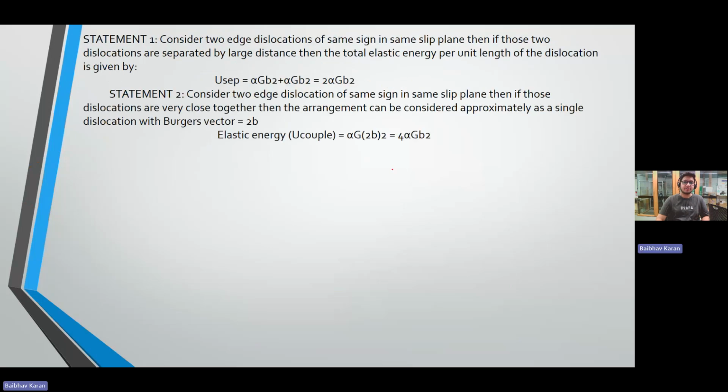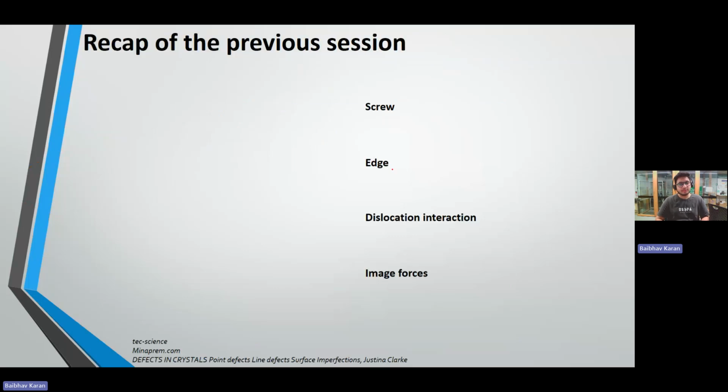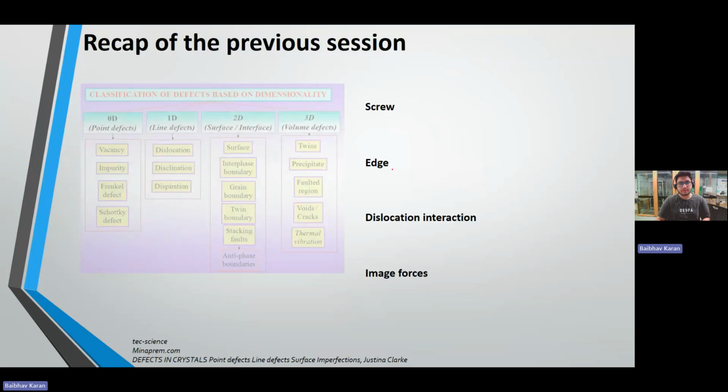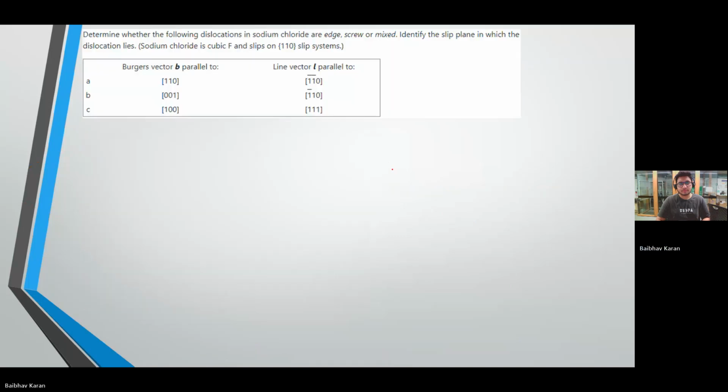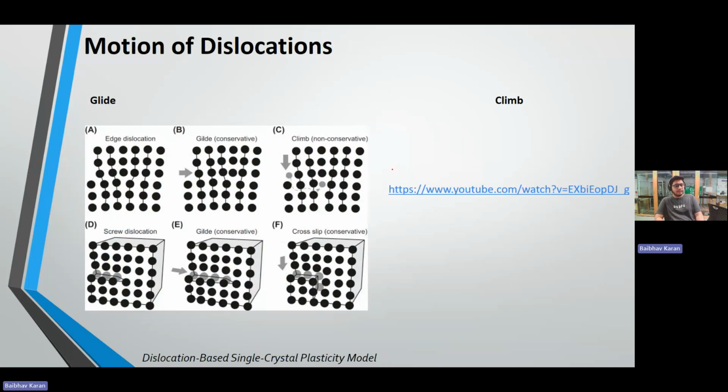Total energy of the dislocation, how it varies depending upon this. Then image forces, we also defined what image forces are. Then finally we defined the motion of dislocations. The motion of dislocations happens in two ways: one is glide and one is climb. As you can see here, glide and climb can occur in both edge and screw dislocations.